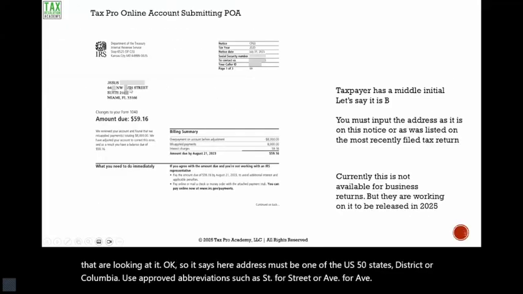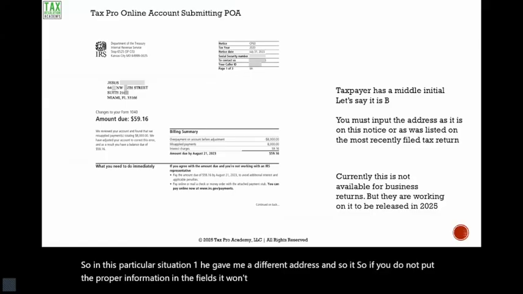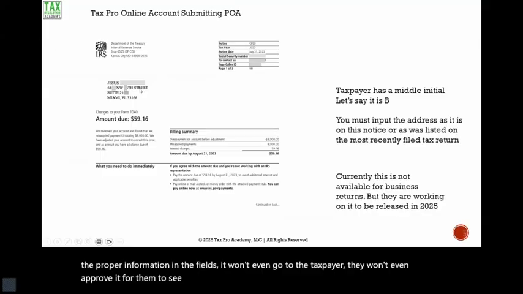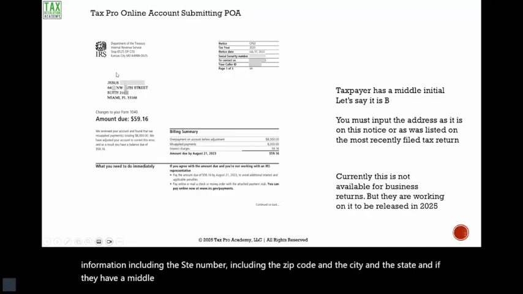So in this particular situation, he gave me a different address. If you do not put the proper information in the fields, it won't even go to the taxpayer. They won't even approve it for them to see it. So here you need to put the full address, including the suite number, the zip code, the city and the state. And if they have a middle initial, I recommend you use the middle initial.